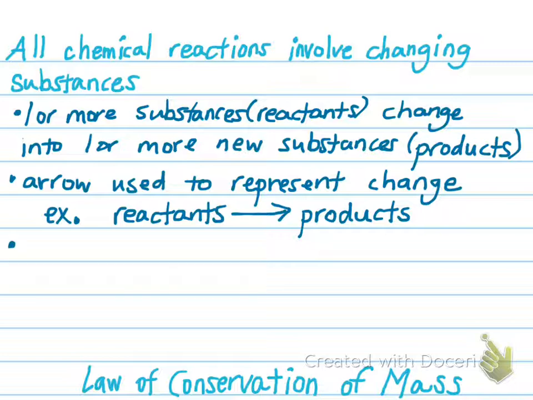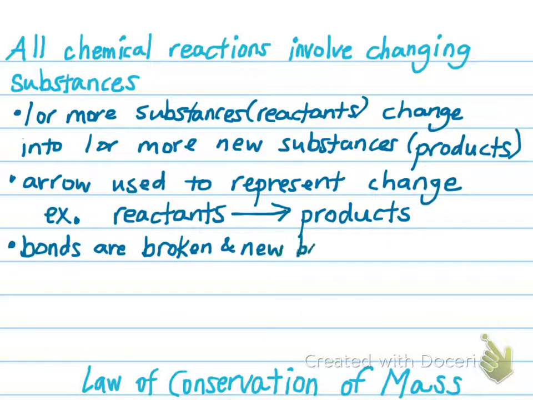In a chemical reaction, bonds are broken and new bonds form. So remember, we talked about two types of bonds back in Chem 1A. We talked about ionic bonds, which are between metals and nonmetals, and they're positively charged cations being attracted to negatively charged anions. And we talked about molecular or covalent bonds that exist in molecular compounds. So those bonds are broken, and we have new bonds that form.